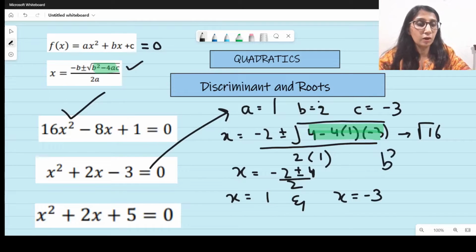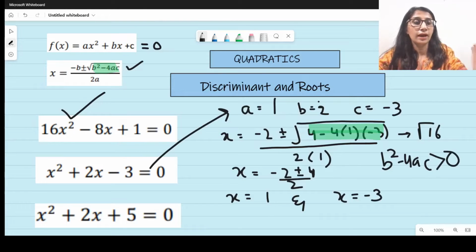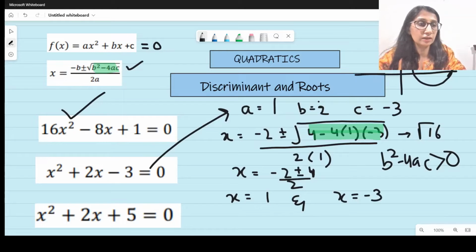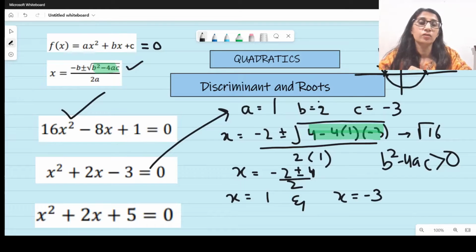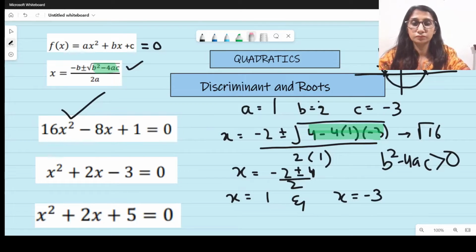Why is that? Because now b square minus 4ac came out to be greater than 0. And graphically, it would mean that the quadratic equation is cutting the x-axis at 2 points. In fact, it's cutting at minus 3 and 1. So the graph of the quadratic equation would look like this. So in this case, the graph cuts the x-axis at 2 points when b square minus 4ac is greater than 0. All right, let's do the third one now.